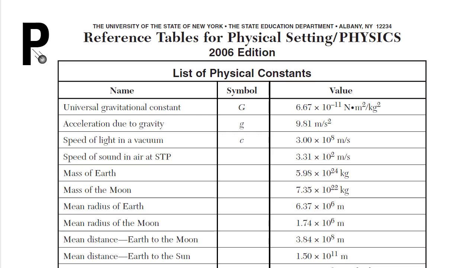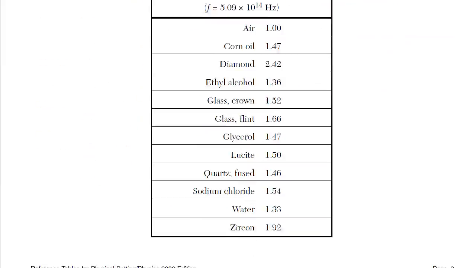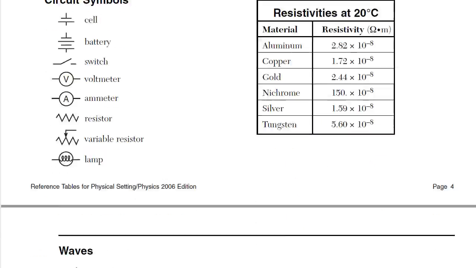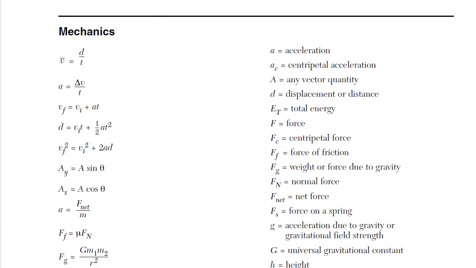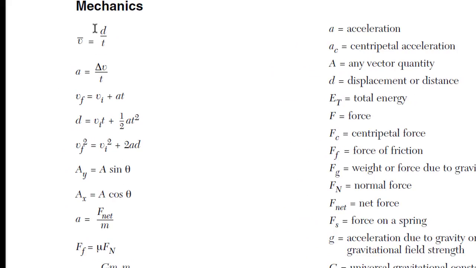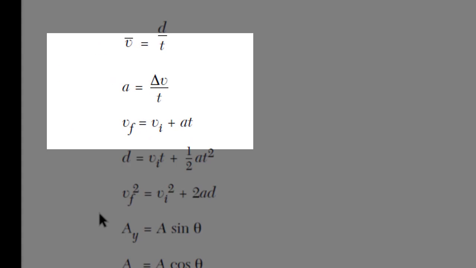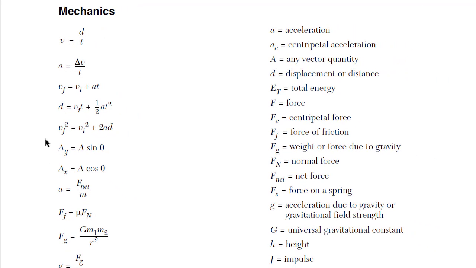So here's where the acceleration formula is located in your reference tables. I'm going to take a look at the mechanics section, which is the last page on the back. Here it is. And then the second equation down is acceleration equals delta v over t. And again, you could also write next to that, that's equal to vf minus vi divided by t.